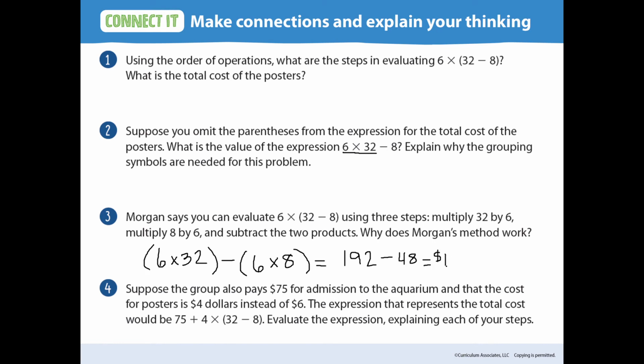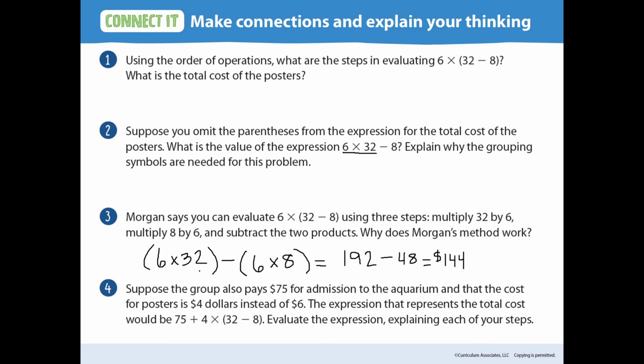Now, why does this work? Morgan found the cost of buying a poster for everyone, and then she subtracted the cost of buying the posters for the adults. So 6 times 32 is buying a poster for all of the people, adults included. And then she found how much it was to buy posters for the adults and subtracted that amount from the total.